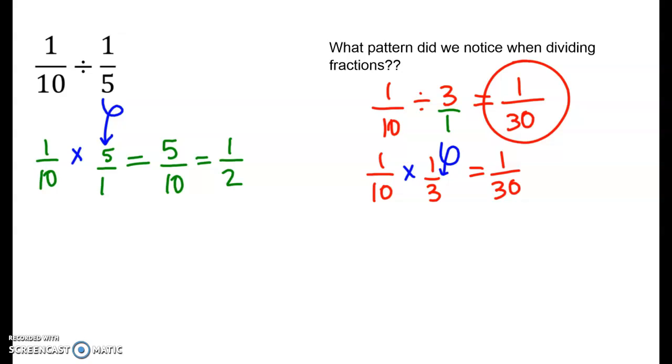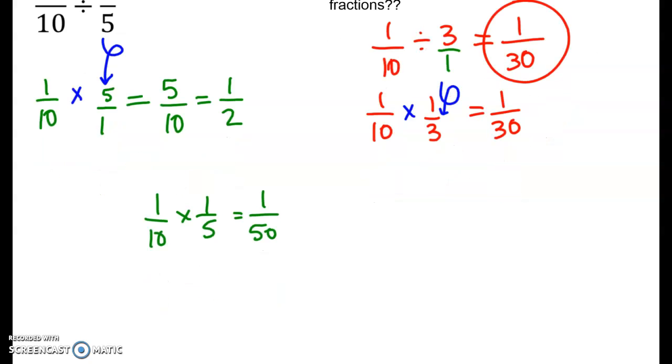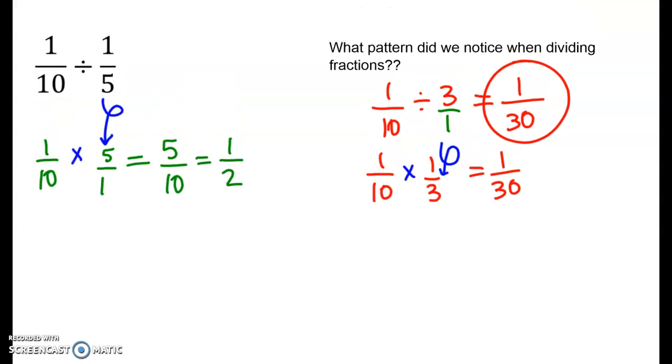It's interesting that when we divide fractions, we always get a larger answer than we started with. It was the opposite when we multiplied fractions. If I would multiply 1/10 by 1/5, I would get a very tiny amount, 1/50th. But we can see that when we divide, we get a half. So when we multiply fractions, we get a smaller amount than the fractions we started with. And when we divide fractions, we get a larger amount than when we started with.